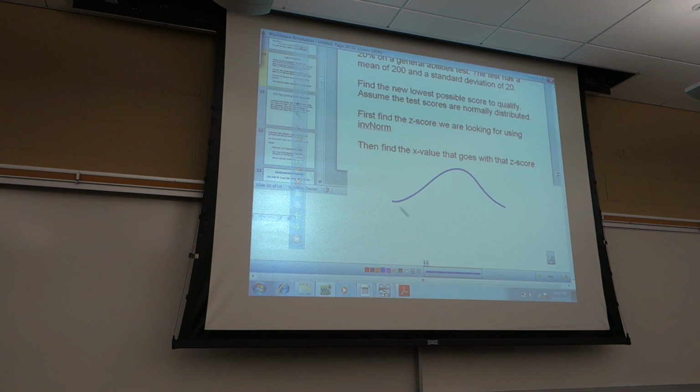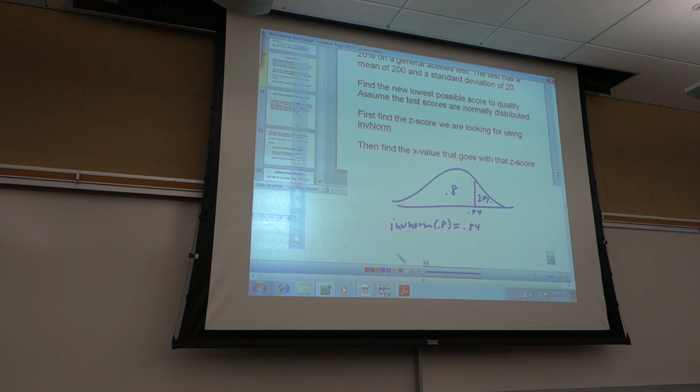What we got here, and it was top 20%, so this is 20%. I mean, this is 0.8, right? 20% on the right means 80% on the left. So you did inverse norm of 0.8, and you got 0.84. Yeah? So this is 0.84 right there.